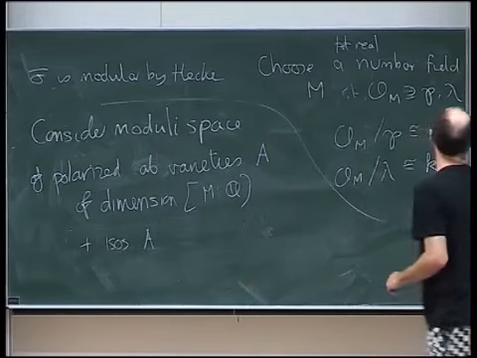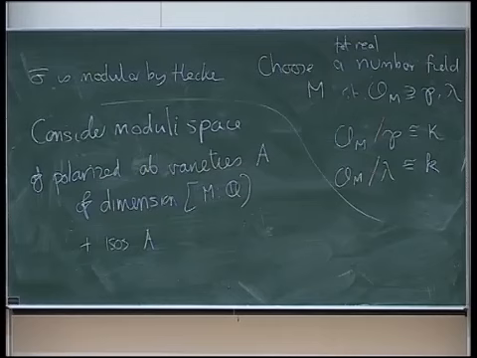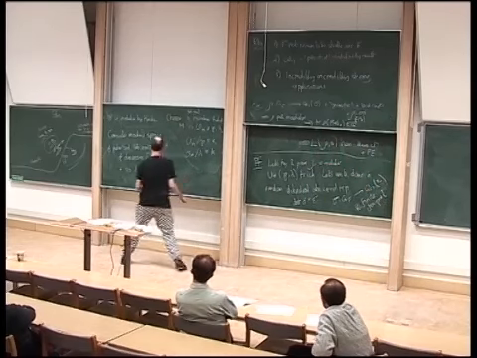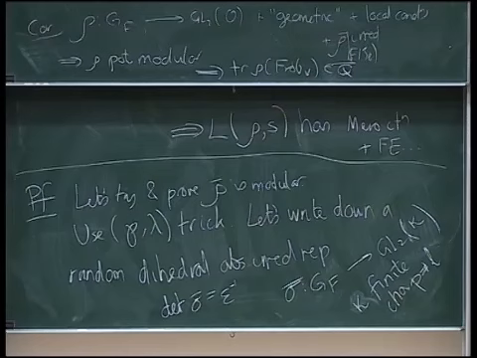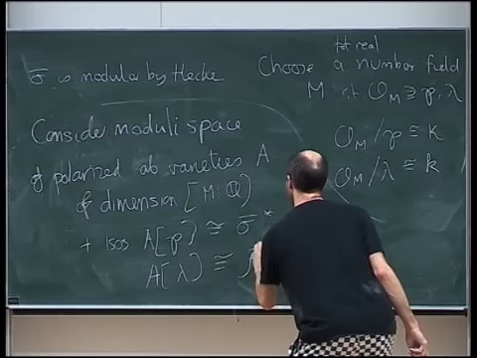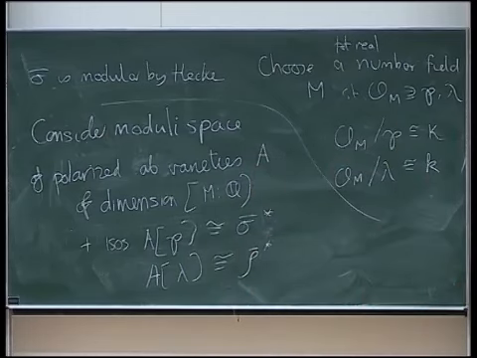I need to pick a pairing. I better have the determinant of sigma bar be cyclotomic in there. I'm going to choose some isomorphisms: A[P] isomorphic to, which one is the P torsion? That's sigma dual, and A[lambda] isomorphic to rho bar dual. And these isomorphisms have to preserve some structure.